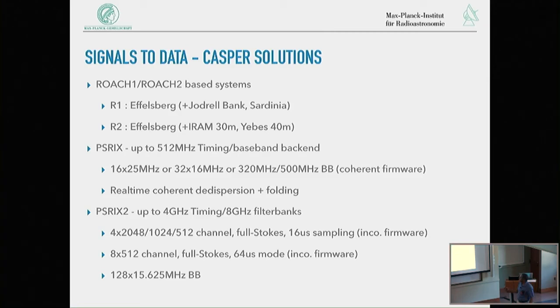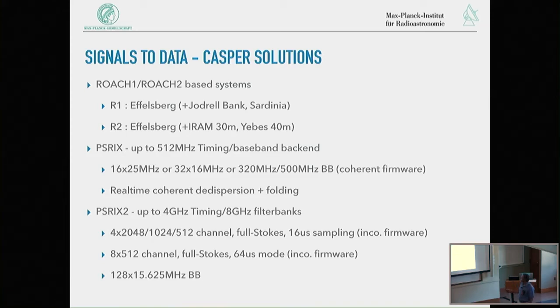The data from here goes into a small 16-node CPU cluster, where it's coherently de-dispersed. We have a GPU node that can process this data. The PSRX2 has a bandwidth of 4 gigahertz. You can use it as a coherent timing backend with a bandwidth of 4 gigahertz, or you can use that as an 8 gigahertz search mode backend.